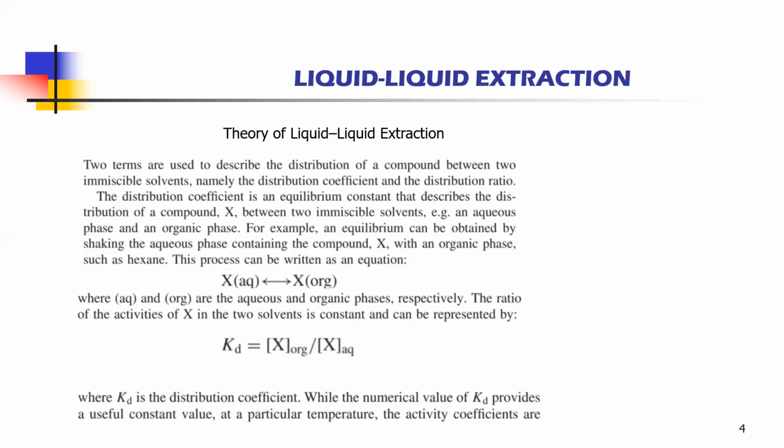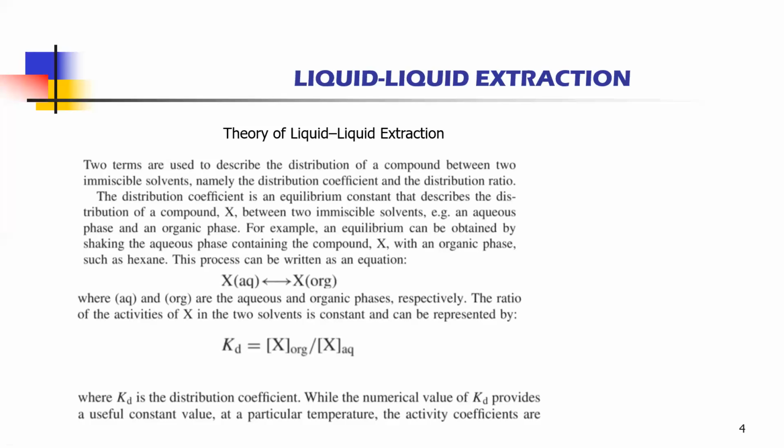For example, an aqueous phase and an organic phase. An equilibrium can be obtained by shaking the aqueous phase containing the compound X with an organic phase such as hexane. This process can be written as an equation: X in the aqueous phase, with forward and backward arrows, to X in the organic phase, where AQ and ORG are the aqueous and organic phases represented in this equation. The ratio of the activities of X in the two solvents is constant and can be represented by Kd equal to X ORG, that is X in the organic phase, to the concentration of X in the aqueous phase, where Kd is the distribution coefficient.